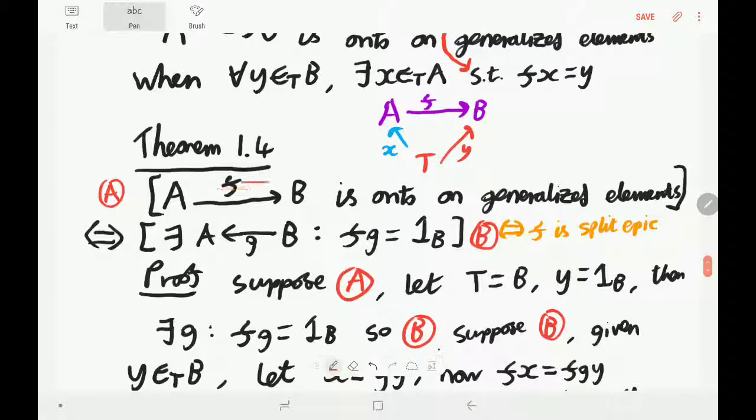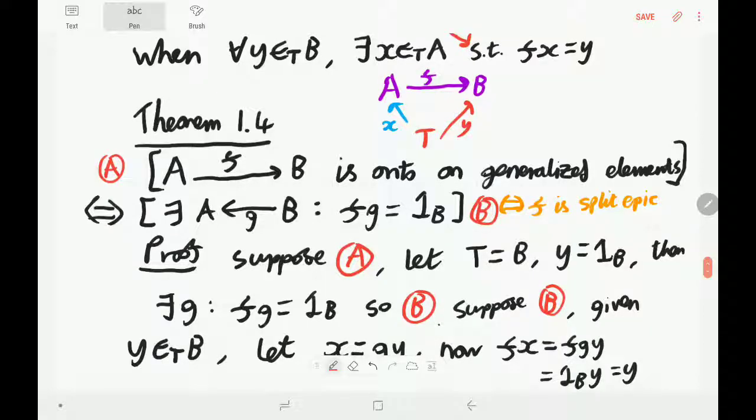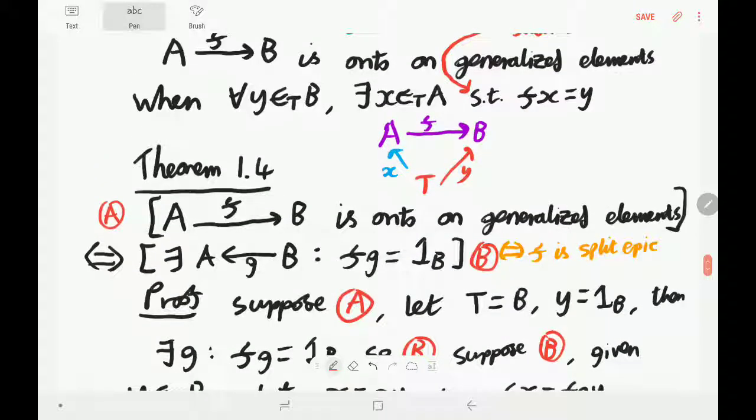Well, suppose that F is onto on generalized elements, and then consider the case where T is equal to B and Y is equal to the identity. Then we have this X such that Fx is the identity, or we can call it G, and then we've got statement B holding. So we've shown now that statement A implies statement B. Now let's do the converse. Suppose statement B, and then we want to prove statement A. So we want to prove that F is onto on generalized elements.